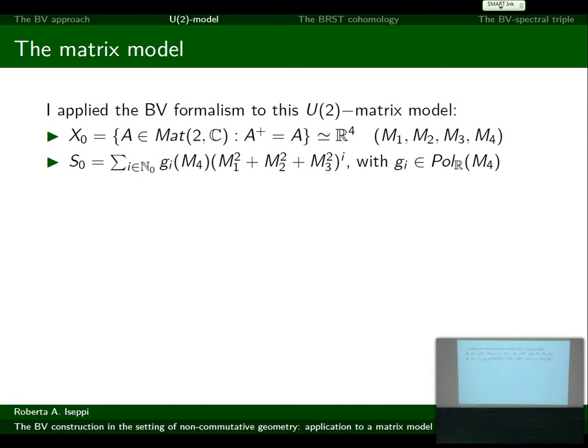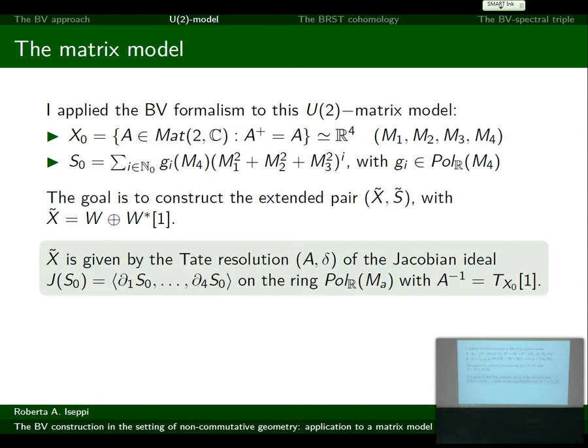In this particular case, we are fixing the real basis given by the Pauli matrices. As for the action, it can be proved that it should be of this particular form. The fact that M4 is playing a different role is due to the fact that this is the coordinate corresponding to the identity in the basis. So what we want to do now is to construct the extended pair.